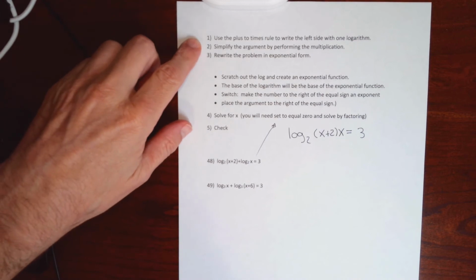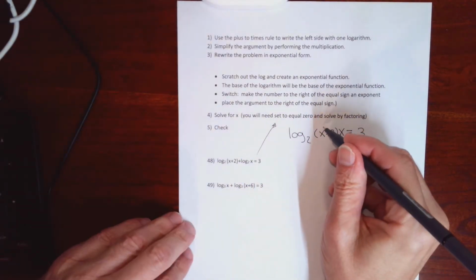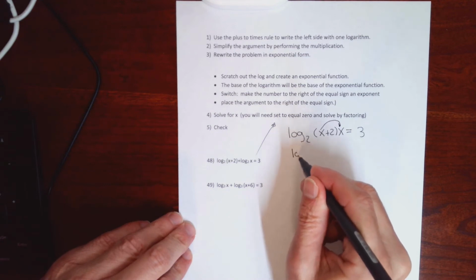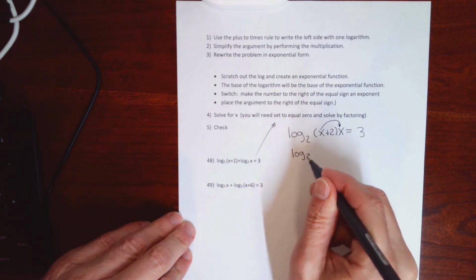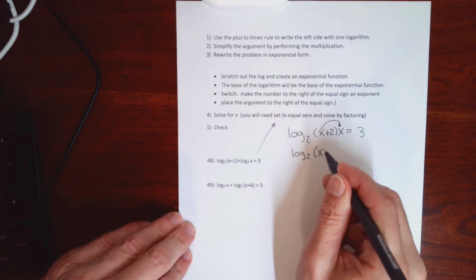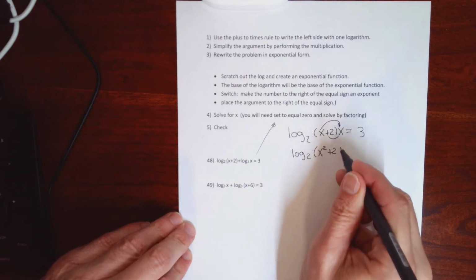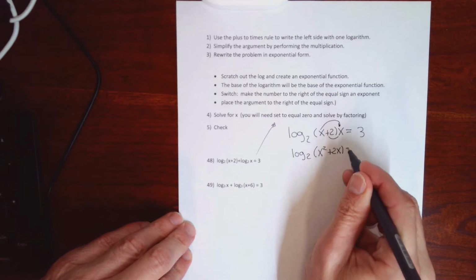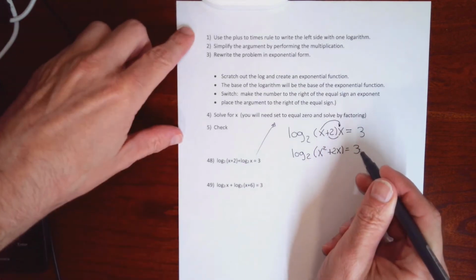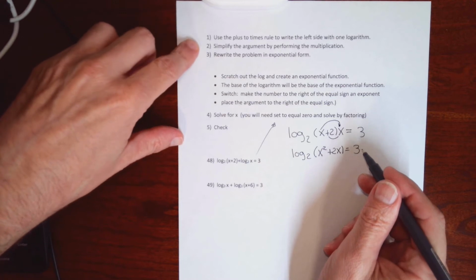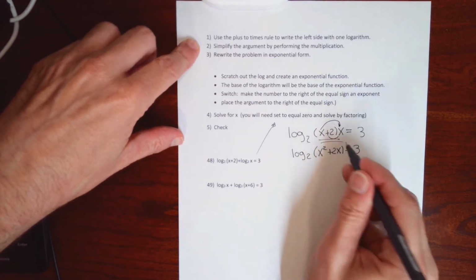Now I'm going to simplify the argument by doing the multiplication. Specifically, I'm going to multiply x times x, and when you multiply x times x, you get x squared. And then I'm going to multiply 2 times x and get 2x. So now I'm done with the first 2 steps. The first step is to make one logarithm out of the 2 logarithms. The second step is to do the multiplication that is part of the argument here.